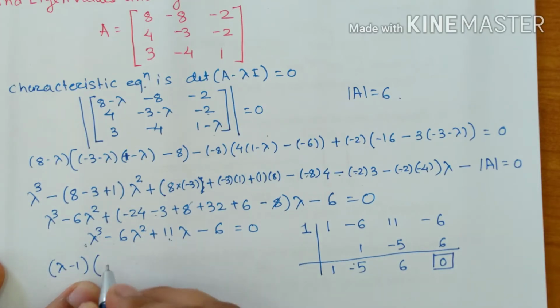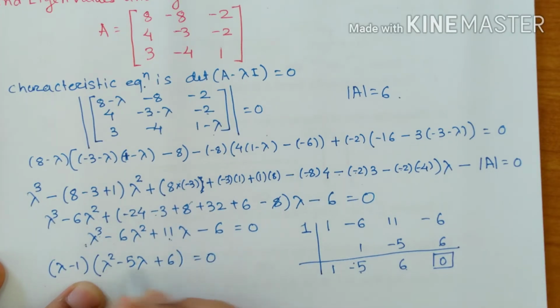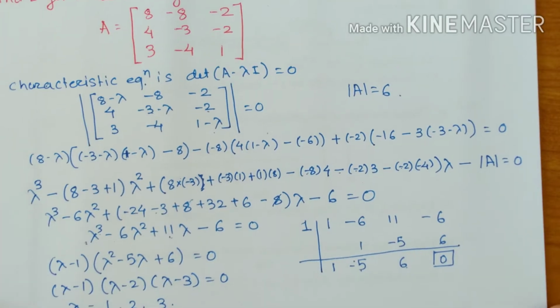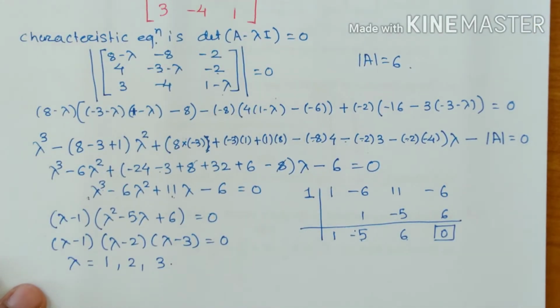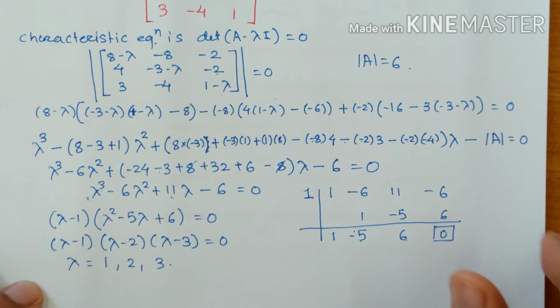Hence we start with lambda square minus 5 lambda plus 6 is equal to 0. Now you can easily work out this factorization. As it is a quadratic equation, the factorization is lambda minus 2 into lambda minus 3. Okay. So hence eigenvalues are lambda is equal to 1, 2 and 3. I hope everyone has got this answer.